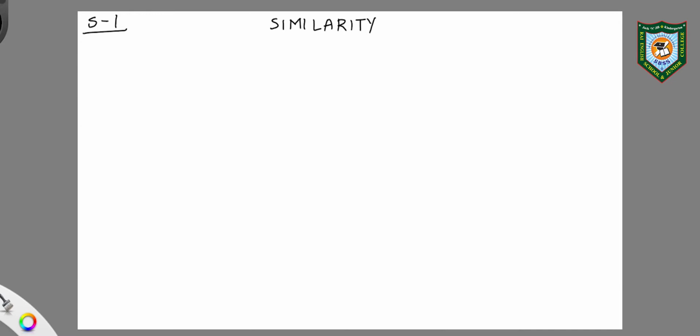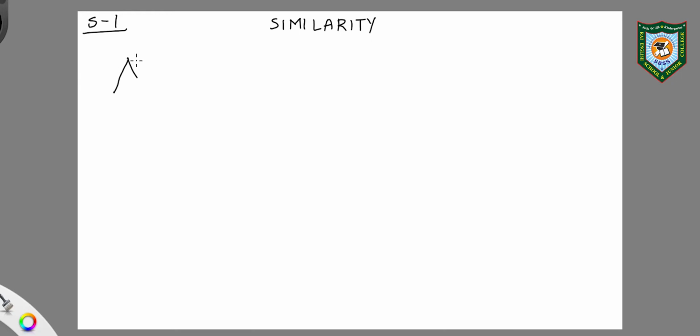So before we start, we need to first clear out what is the difference between congruency and similarity. As you all have learned in your previous classes, whenever two triangles are drawn and there is some kind of symbol like this, that means these two sides are congruent. So what is the difference between congruent sides and similar sides? Before we start on our topics in similarity, we'll first clear out the difference between the two.